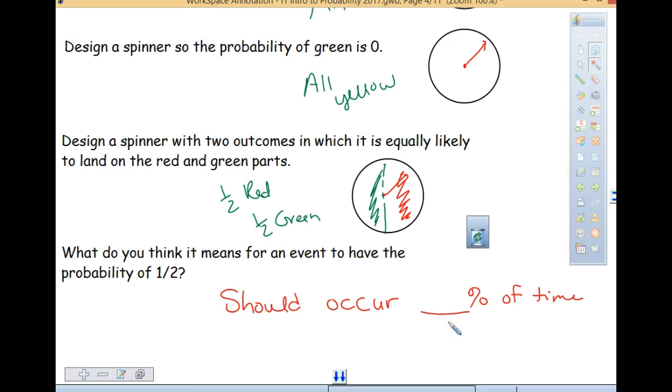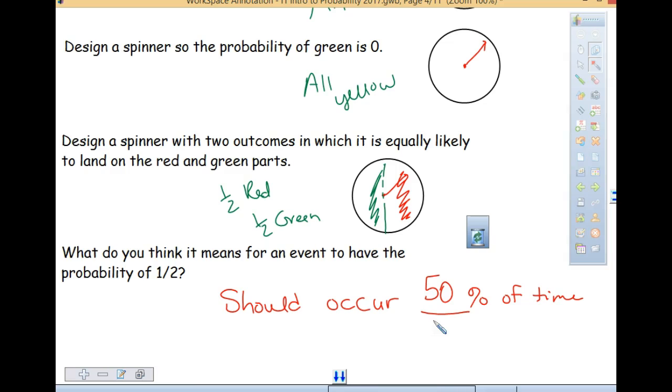And I said it should occur blank % of the time, Jack. It should occur what % of the time if I am looking at that, Jessica? 50% of the time. Half is a decimal point 5, 50% of the time. Please put that down.